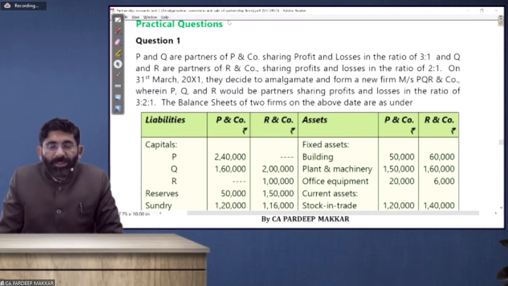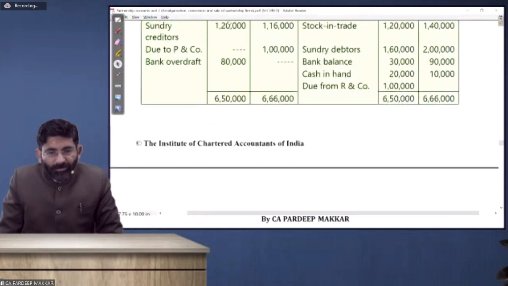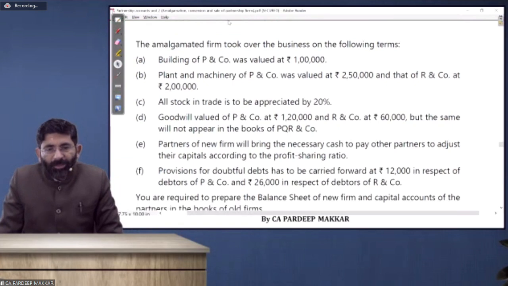So P and Q are partners, the P and Q firm. Profit sharing ratio is 3:1. Q and R are partners sharing profit in the ratio of 2:1. Very good. On 31st of March, they decided to amalgamate. Balance sheet is given to you. The amalgamated firm took over the business. Building of P and Q was valued at 1 lakh, and other assets are also valued accordingly.